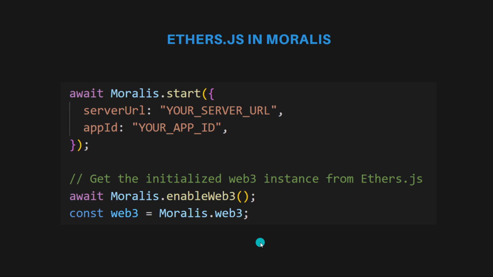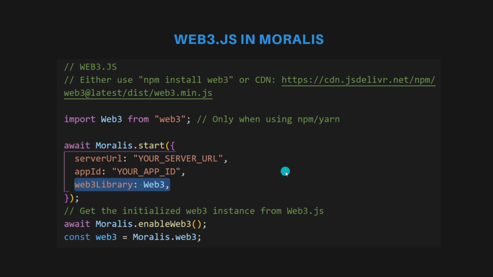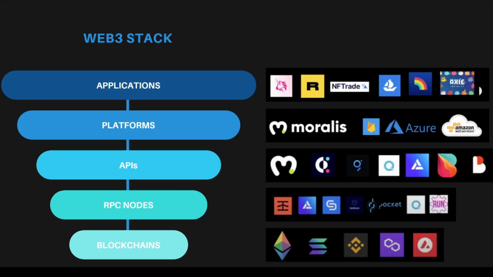Once again, if you need to install Ethers.js in Moralis, once you run the Moralis.start, you can simply initialize a Web3 instance by using Moralis.enableWeb3. If you still want to use Web3.js, it's very, very similar, but you'll just need to add this Web3 library inside of your code. So Moralis does integrate with Ethers.js and does have support for Web3.js, but you need to be aware that there are limitations with using these JavaScript libraries and the Ethereum API.